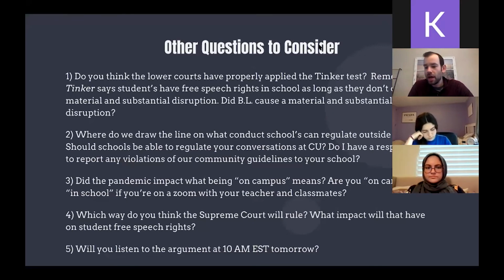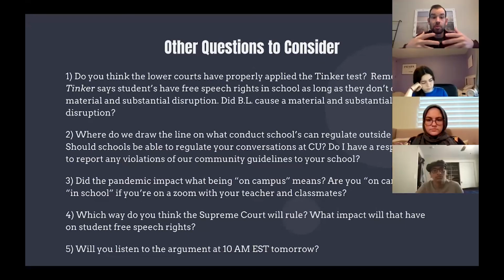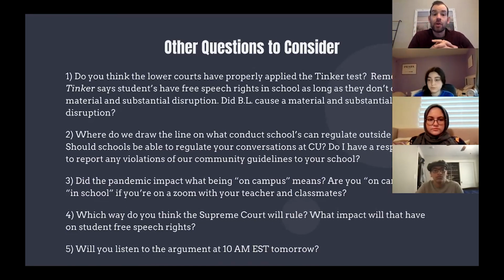So we don't have time to do these other questions, but these are some that you can think about as we end. So first question that I was going to pose to you is, do you think that the lower courts have properly applied the Tinker rule? The Tinker test says that students have free speech rights in school as long as they don't cause a material and substantial disruption. And so you want to think about, as you're listening to the argument, did BL cause a material and substantial disruption? You might even hear a judge ask that question to either of the lawyers.